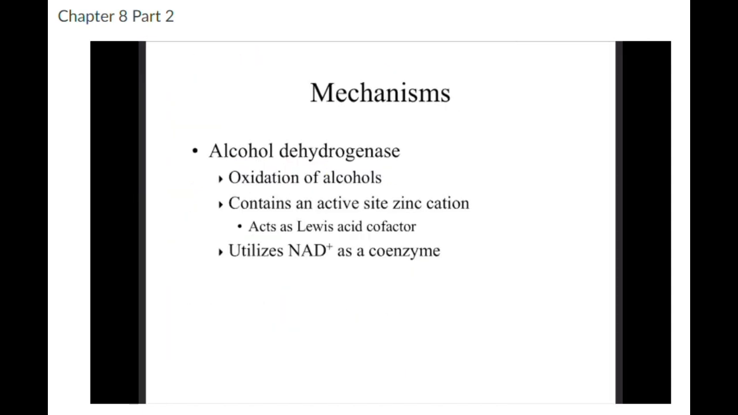Another enzyme that is fun to look at is alcohol dehydrogenase. In alcohol dehydrogenase, we see oxidation of alcohols. We've got a zinc cation that serves as a Lewis acid, and we use NAD+ as a coenzyme. So whereas in chymotrypsin, we didn't have anything besides the actual protein playing a role, in alcohol dehydrogenase, we actually have a zinc cofactor and NAD+ being used as a coenzyme.